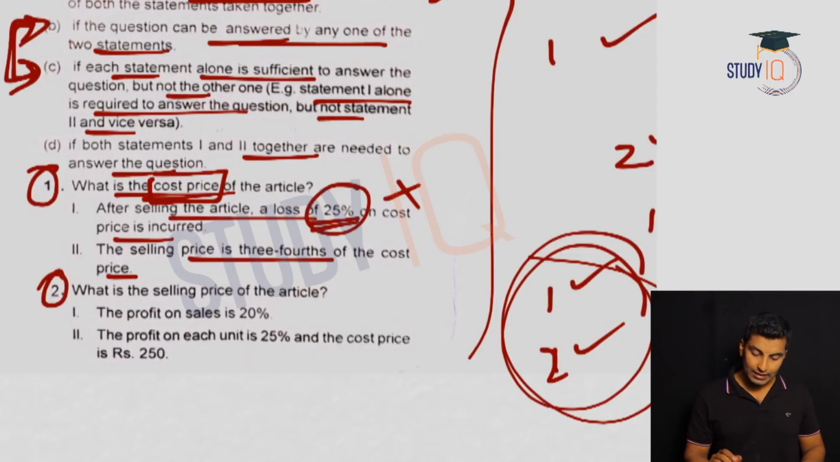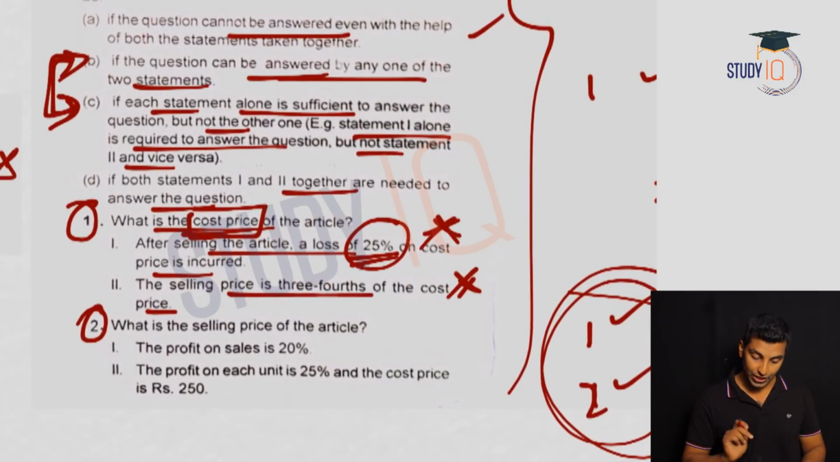Here also it's almost the same information. Both are actually giving the same information. Here also, nowhere are they talking about anything related to price, so you cannot get the actual value. Neither statement 1 nor statement 2 alone is helping you to answer the question. So B is ruled out, C is also ruled out.